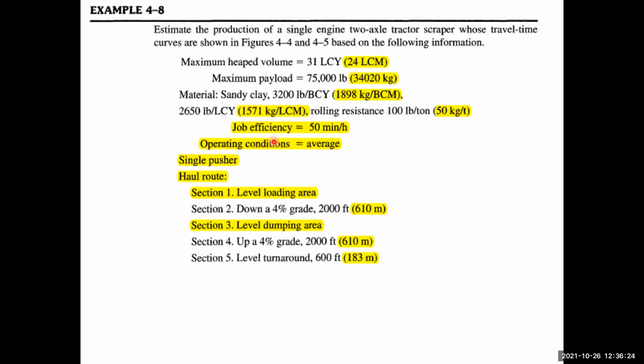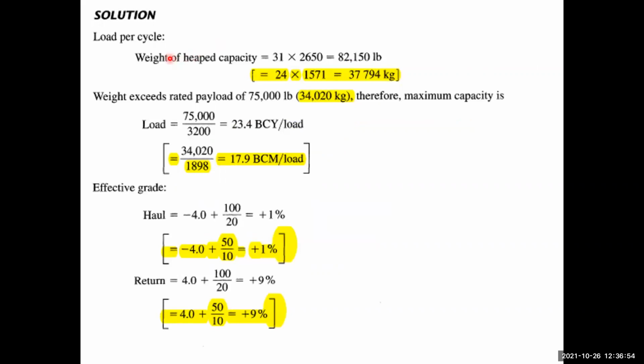So for this machine, first of all, let's look at the solution. Remember that we have to find the production. Production is nothing but cubic meters per hour: how many cubic meters per hour of material this machine can transport and haul over some distance. So that we have to find. First of all, we will calculate the load per cycle. Load per cycle will be 24 multiplied by 1,571.